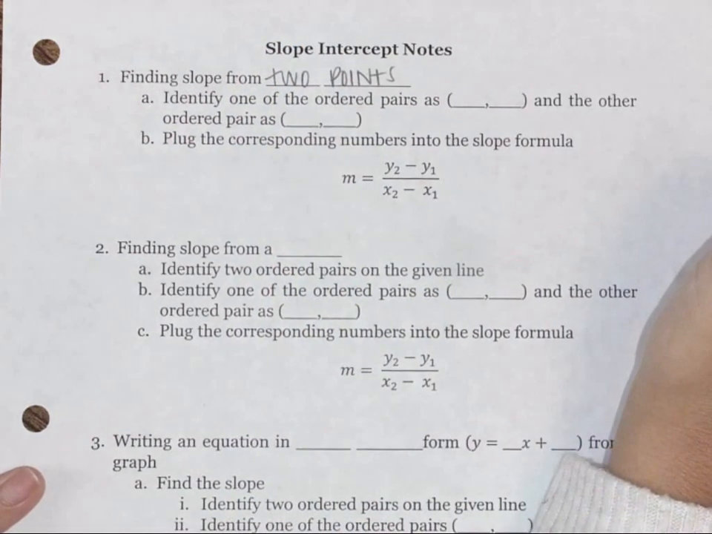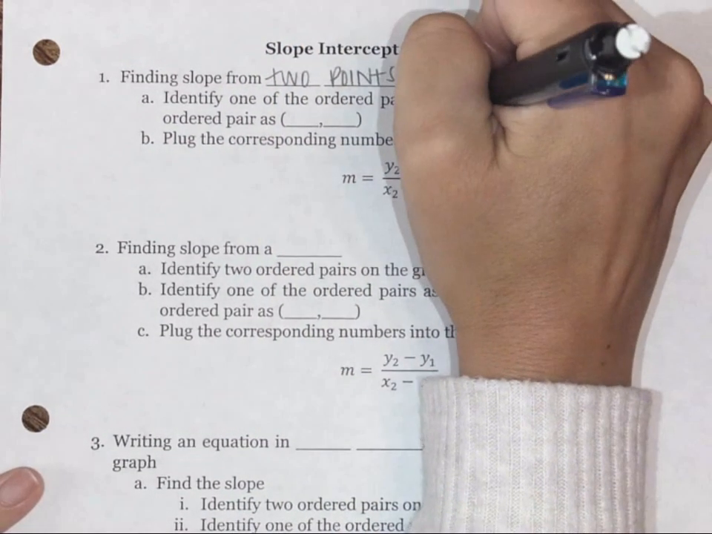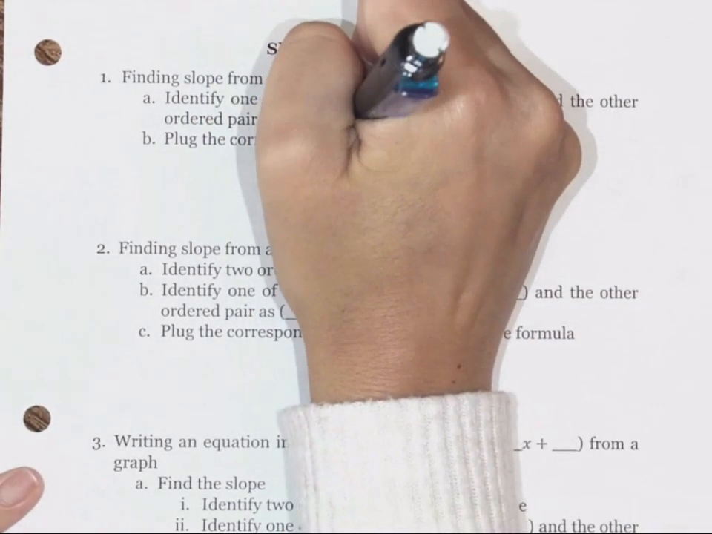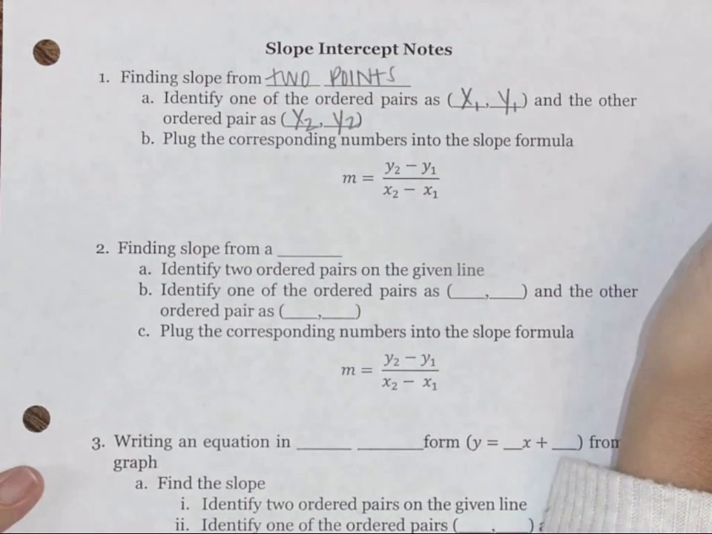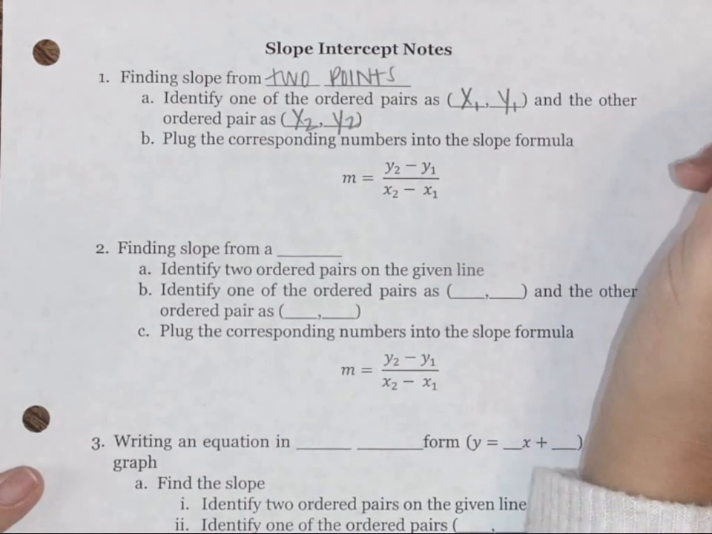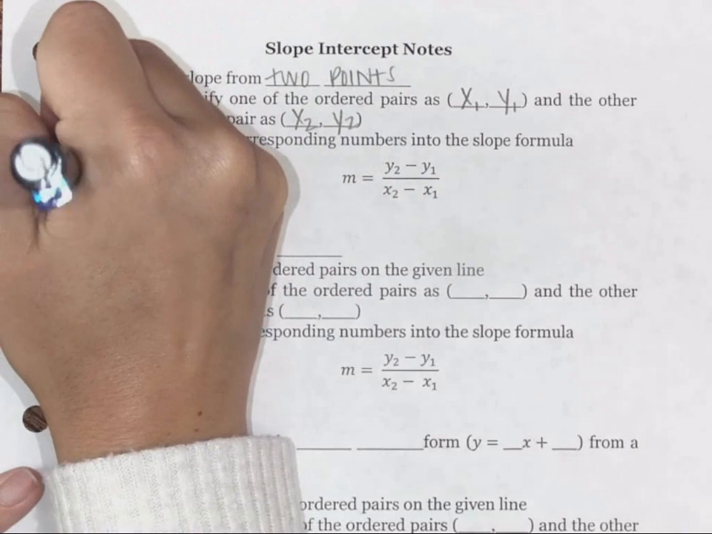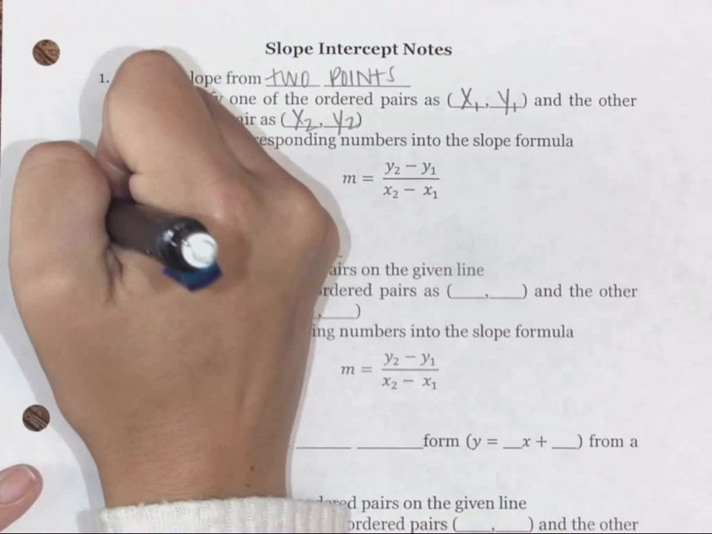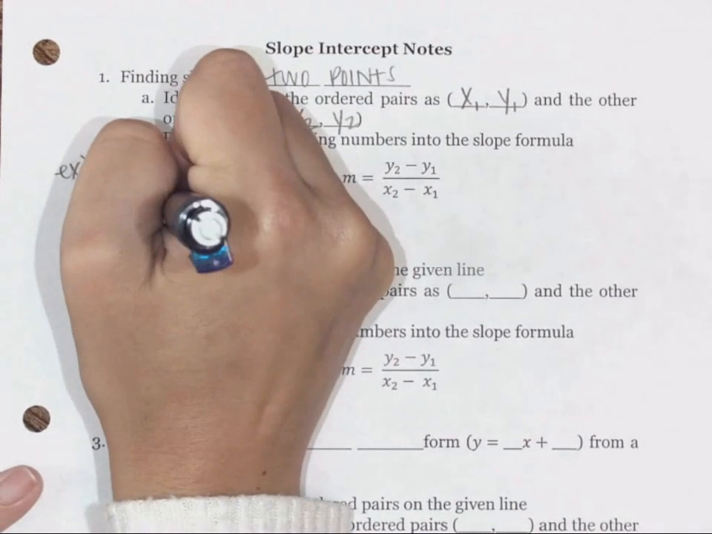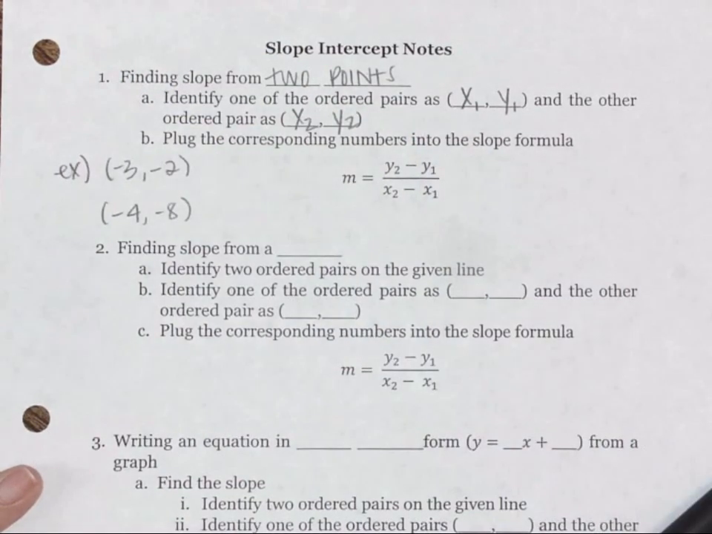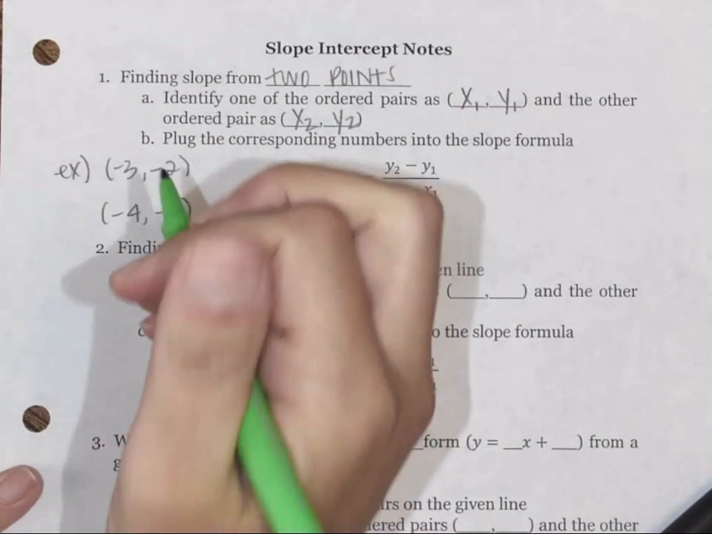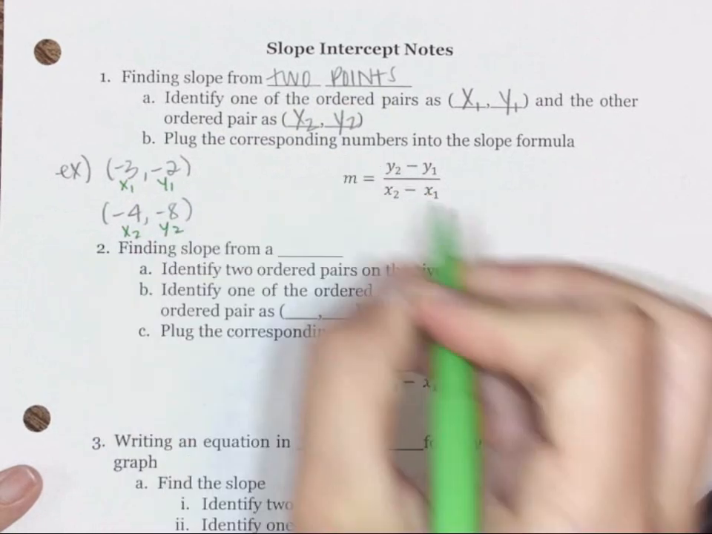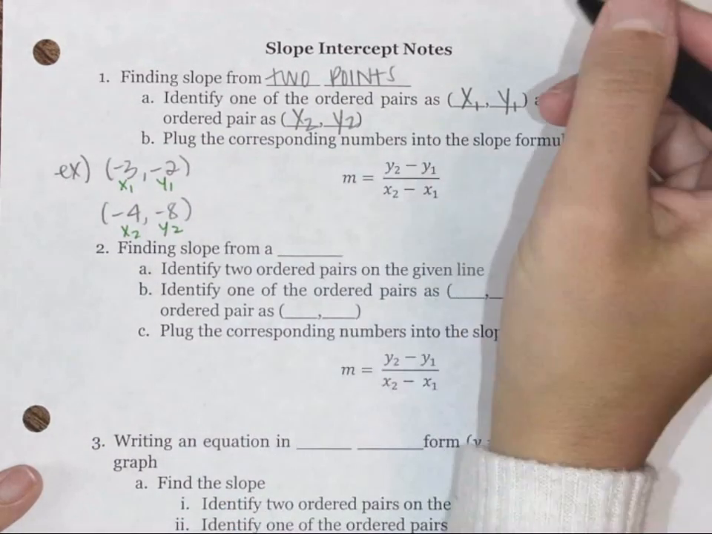The first thing you would do is identify one of the ordered pairs as x1, y1, and the other ordered pair as x2, y2, and then you're going to plug them into your formula and solve. So for example, if your two ordered pairs were (-3, -2) and (-4, -8), you would identify one ordered pair as x1, y1, and the other one as x2, y2, and then plug them into your formula.